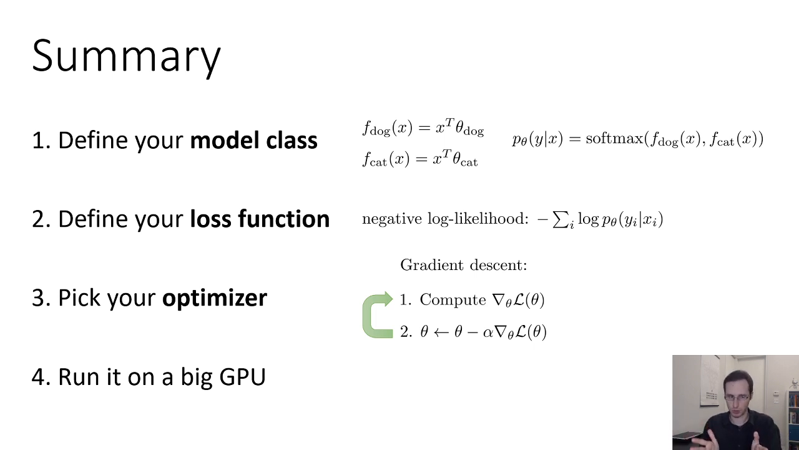The model class we chose is the logistic model, where we have a function f, which is linear in our inputs and in our parameters, and then we apply the softmax to it to get probabilities. We chose the negative log likelihood as our loss function, and then we used gradient descent to optimize it. In the future, we'll talk about other optimizers, other model classes, and we'll even talk about other loss functions. But for now, hopefully this gives you some sense for how we can build up these machine learning algorithms, and we'll talk about them in much more depth later.